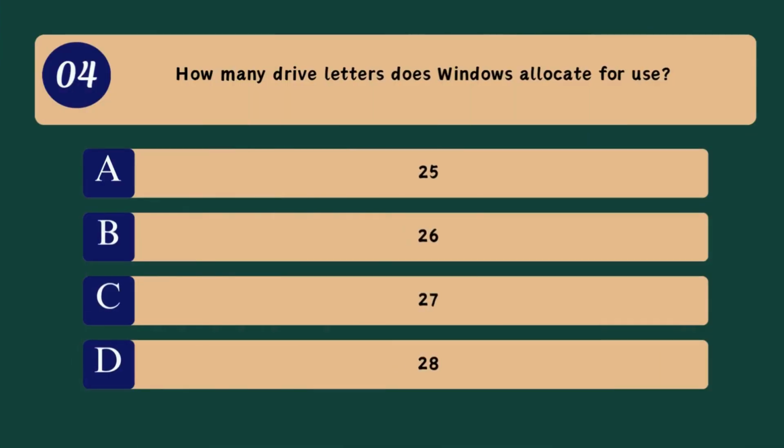Question 4. How many drive letters does Windows allocate for use? A. 25, B. 26, C. 27, D. 28. Correct answer. B. 26.